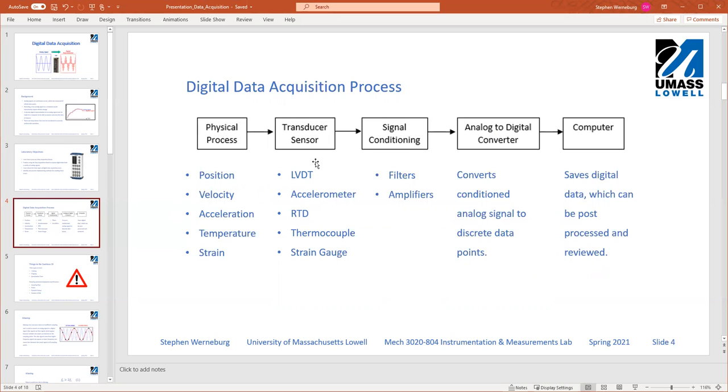The analog signal from these transducer sensors would then be conditioned. Ways of conditioning a signal would be using a filter or an amplifier. And then this conditioned signal would go to the analog to digital converter to be converted to digital, which could then be saved on the computer.